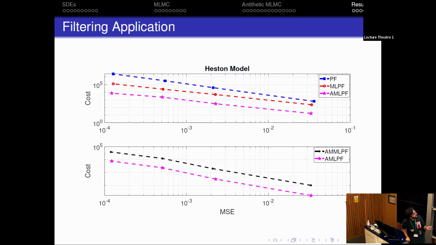All right, and again, in a filtering context, we see numerically that the cost is pretty much as we expect. So it's epsilon^-2 with an extra (log epsilon)^2 at the front. That's it. Thank you very much.